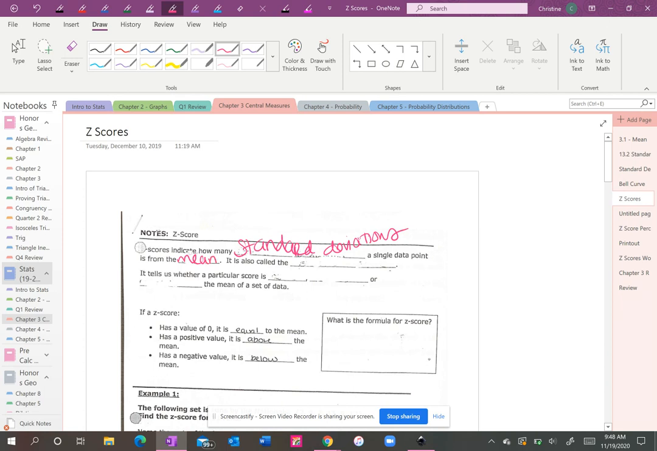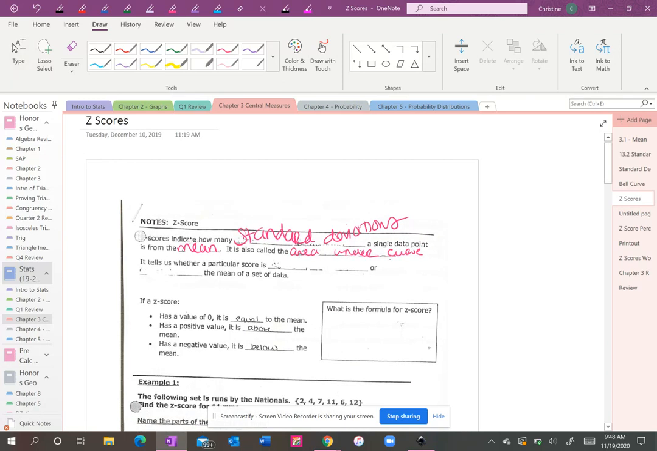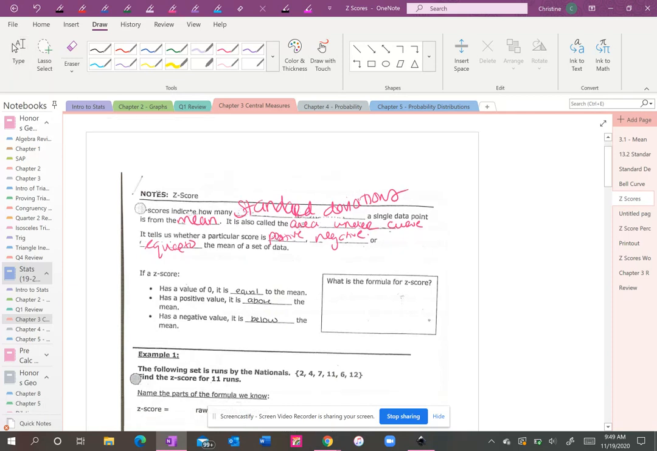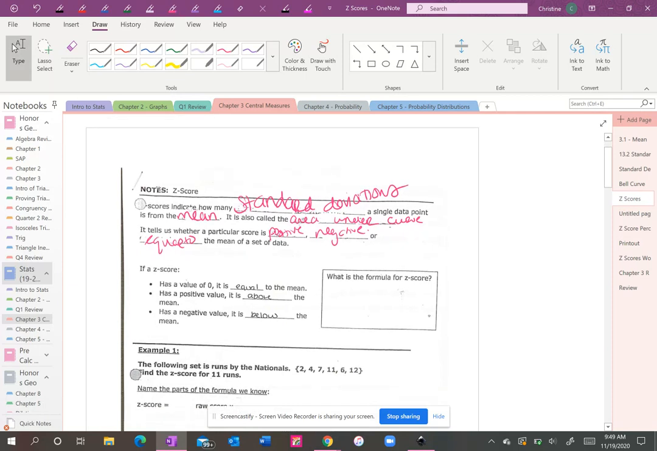It is also going to be called the area under the curve. And it's going to tell us whether a particular score is positive, negative, or equal to the mean. So pretty straightforward. If it's positive, it's above. If it's negative, it is below. And if it is 0, then it is equal to the mean.